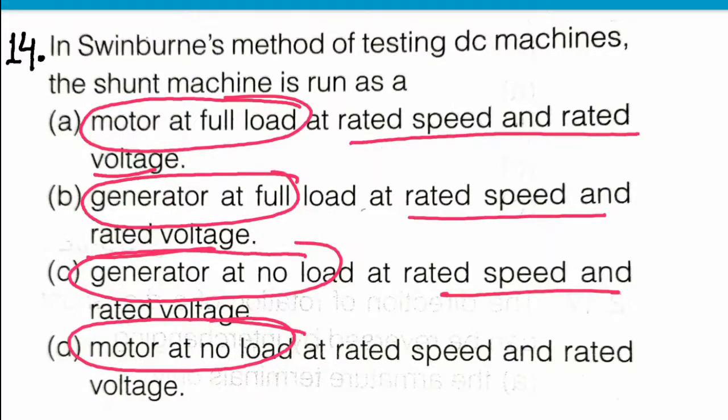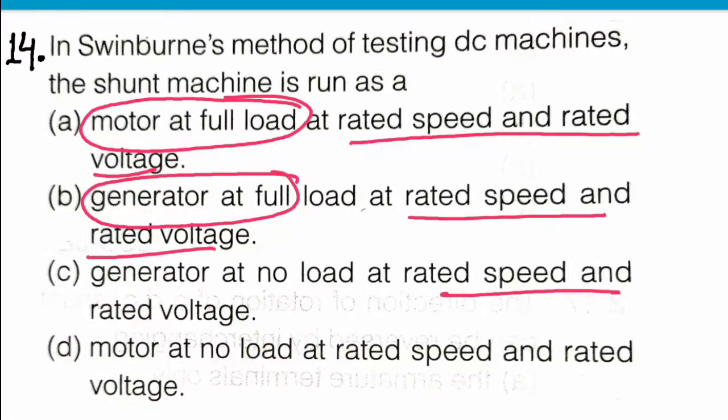First thing, what is the operation, no load or full load? Swinburne's test is purely a no load test. So this is preferred only for shunt motors, not for the series motor, because a series motor cannot be started without load. So this is a no load test. So option C and D are still remaining. Both of these are cancelled out.